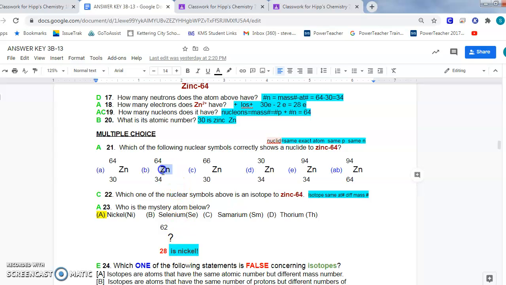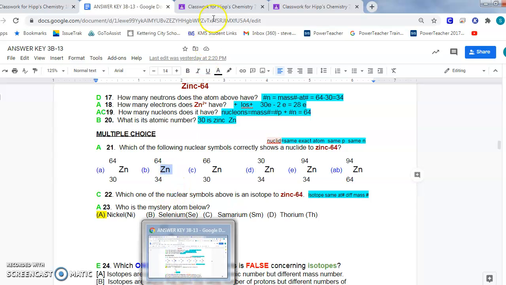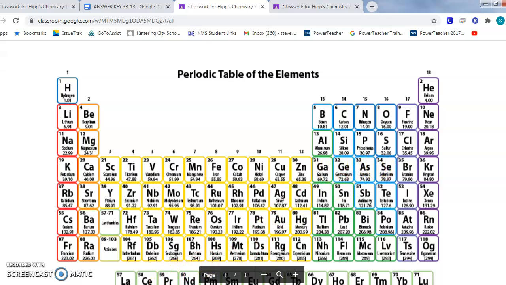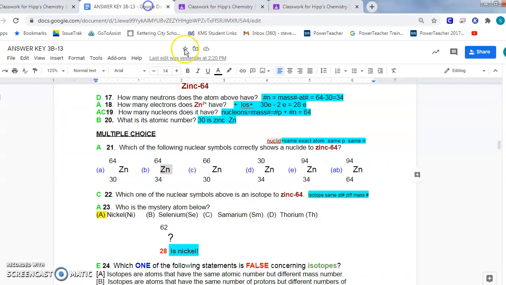They wrote zinc in there. 34 is not even zinc. If you look on the periodic table, number 34 is selenium. They can't write zinc in that square. It's selenium. 34 selenium.